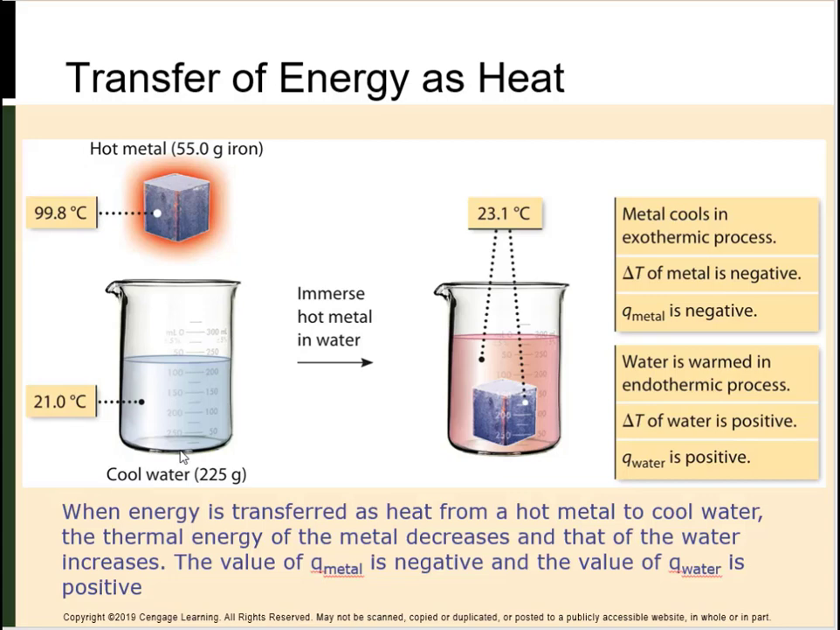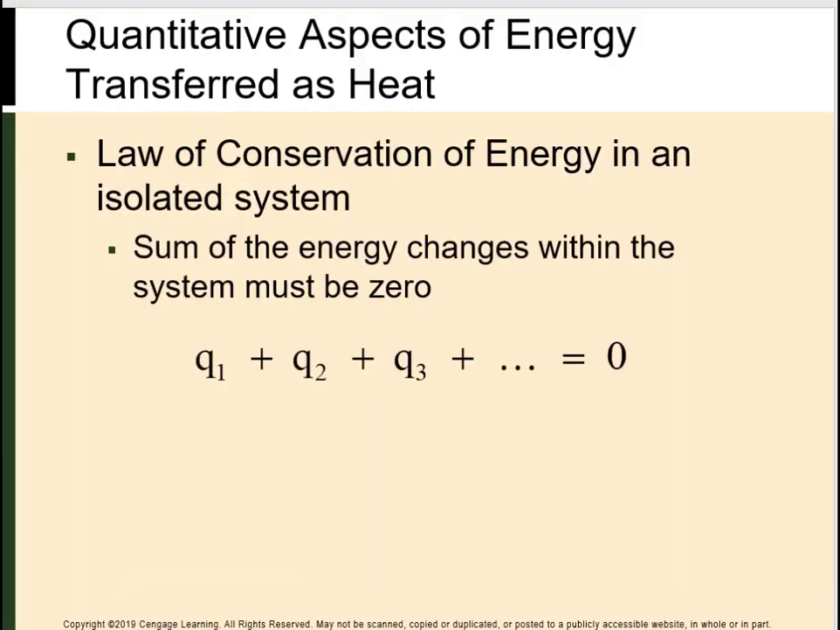Now, the values of the Q of my metal and the Q of my water are numerically equal, but they are opposite in sign. I'm going to say that again. The values of Q for the metal and Q for the water are numerically equal, but they are opposite in sign because, do you remember, energy cannot be created or destroyed. It can be transferred. Okay, we're going to come back to this picture in just a minute. But going off of that, we know the sum of the energy changes within the system must be 0.